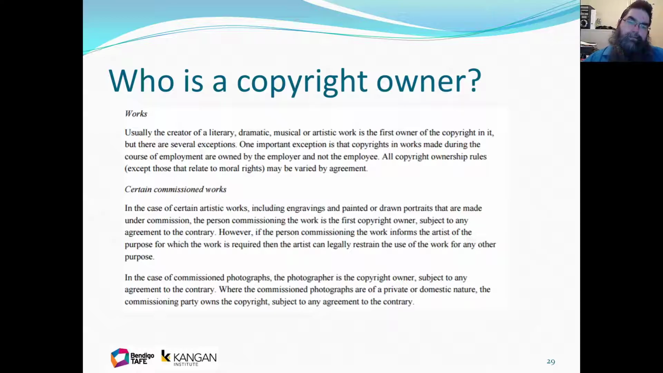So the owner is normally the person that created it, but it can be anybody that is sold or transferred the ownership. Okay, so there's rules governing those. So all of this can be varied by agreement, and normally when we're talking about a commissioned work, the person commissioning the work is required to tell the creative what they're going to use that piece of work for, because the artist can legally restrain the use of the work outside of that commission.